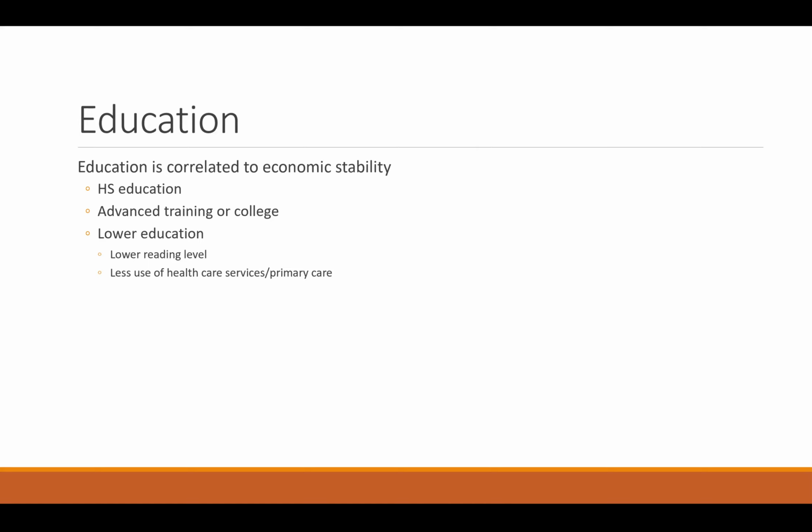Another aspect in education is what is the primary language of the people involved. If someone's primary language is not English and all the material is written in English, that also would impact their ability to understand the material. So those are some elements of education and how they affect health status.